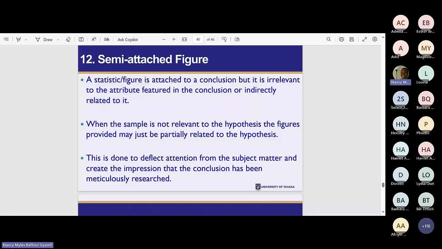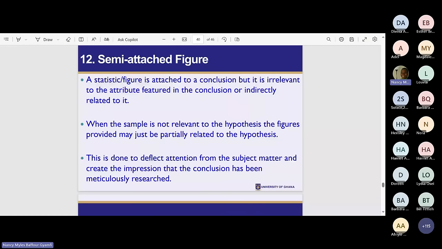Semi-attached figure. A statistic or figure is attached to a conclusion, but it is irrelevant to the attributes featured in the conclusion or indirectly related to it. When the sample is not relevant to the hypothesis, the figures provided may just be partially related to the hypothesis. This is done to deflect attention from the subject matter and creates the impression that the conclusion has been meticulously researched. Very good. When in fact, there hasn't been any such.